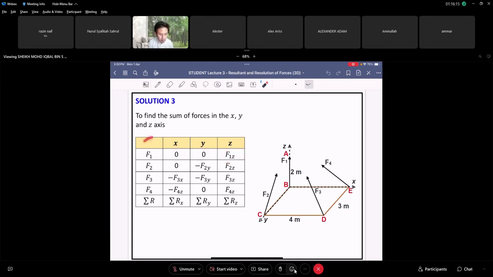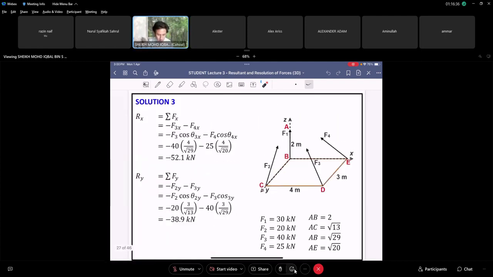So you tabulate this and calculate your sum of Rx, Ry, and Rz, right? Once you get this, you can now draw your resultant force, right? You have your Rx now, you have your Ry, and then you have your Rz. Now you can draw your resultant force. Okay, this is just the calculation.